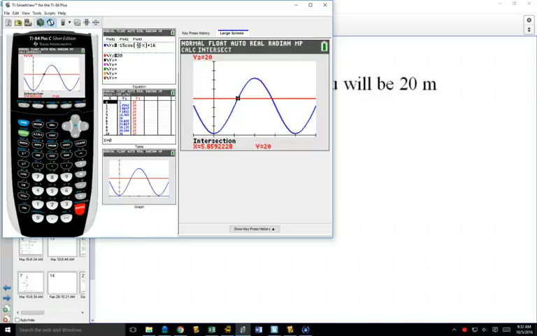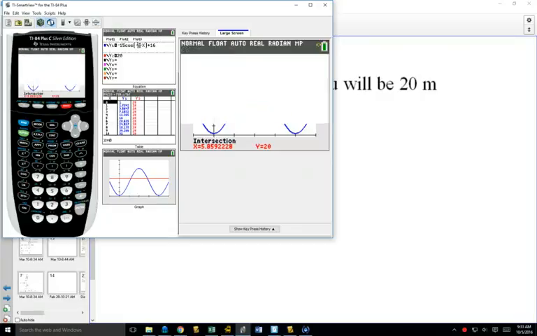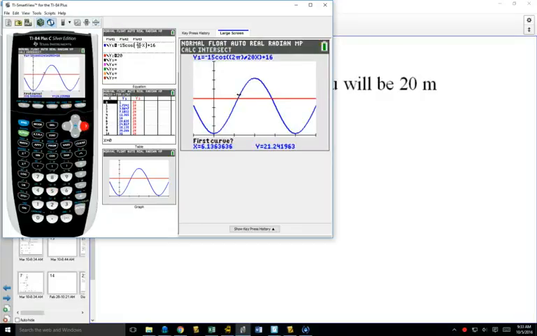And if you want to find the other one, second, calculate, intersect. Now you're going to have to move your cursor. I have to do mine extra slow because if I hit the buttons too quickly, the whole calculator on the computer crashes. That looks like enough. Yes. And we said 14, and it's 14.1. We're so amazing. All right.